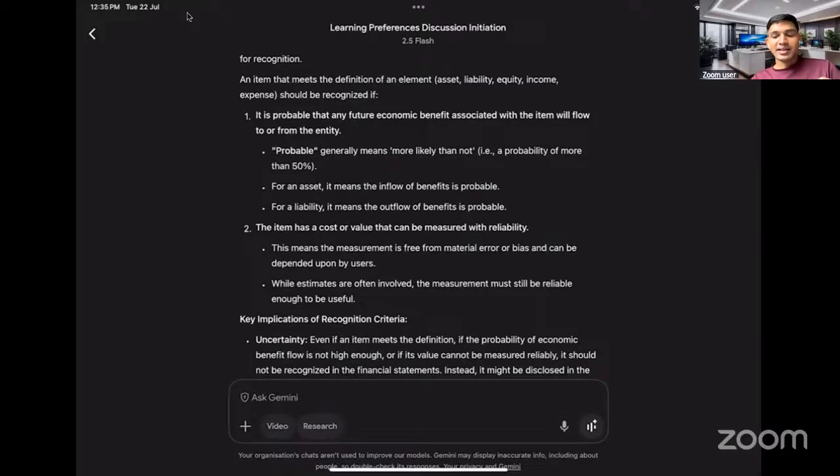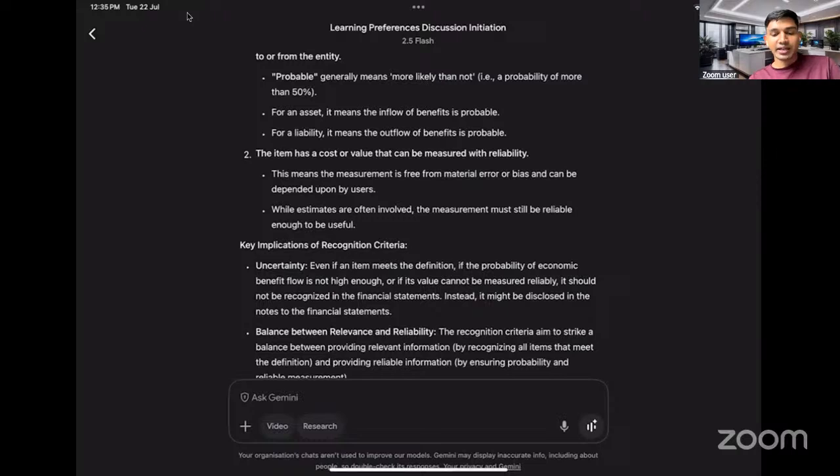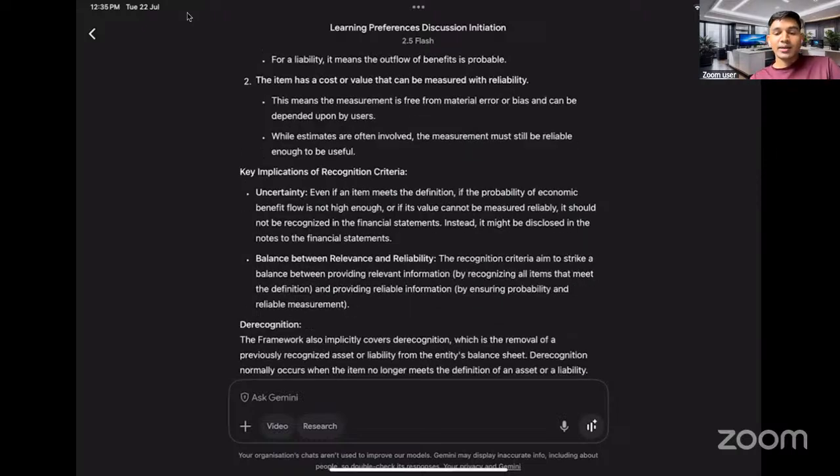This means the measurement is free from material error or bias and can be depended upon by users. While estimates are often involved, the measurement must still be reliable enough to be useful. Key implications of recognition criteria. Uncertainty. Even if an item meets the definition, if the probability of economic benefits flow is not high enough, or if its value cannot be measured reliably, it should not be recognized in the financial statements. Instead, it might be disclosed in the notes to the financial statements.